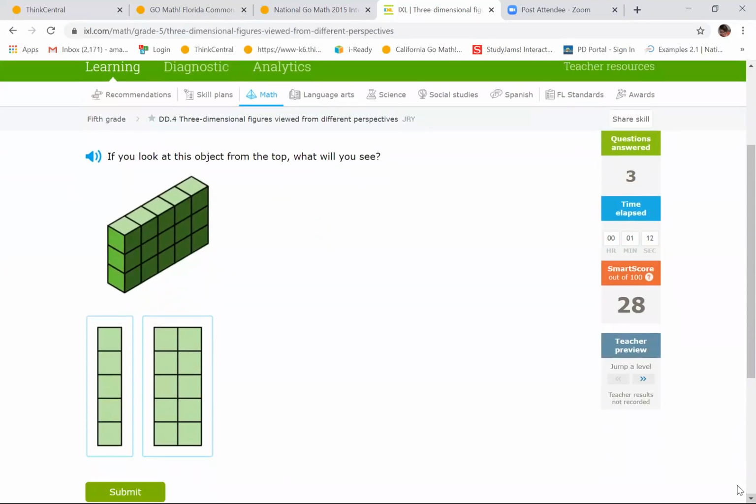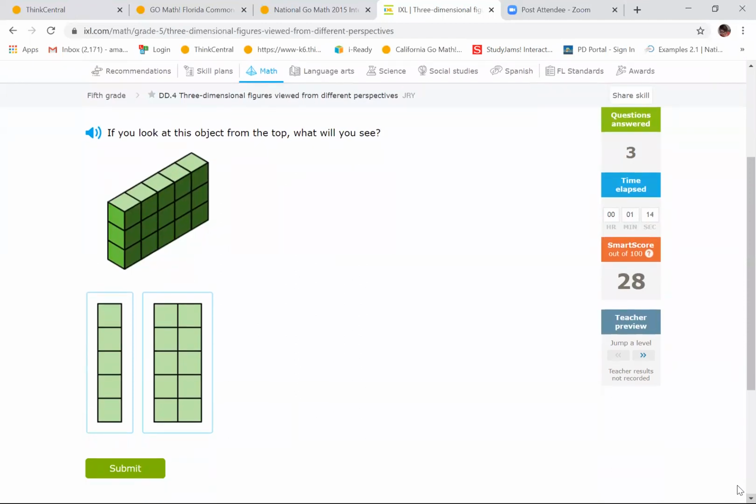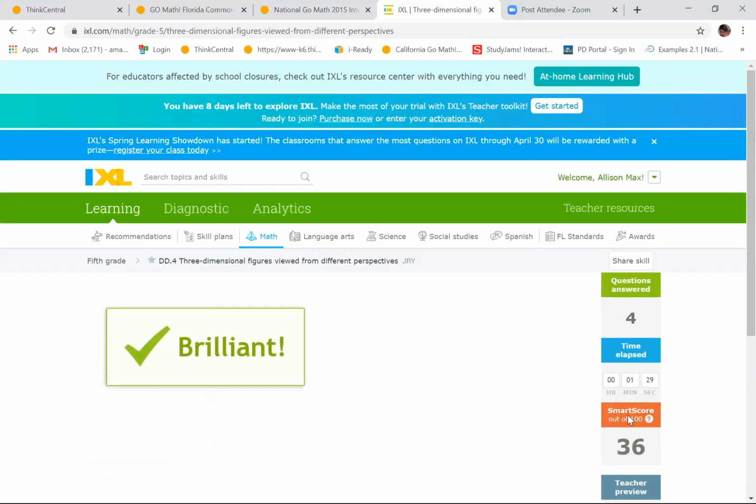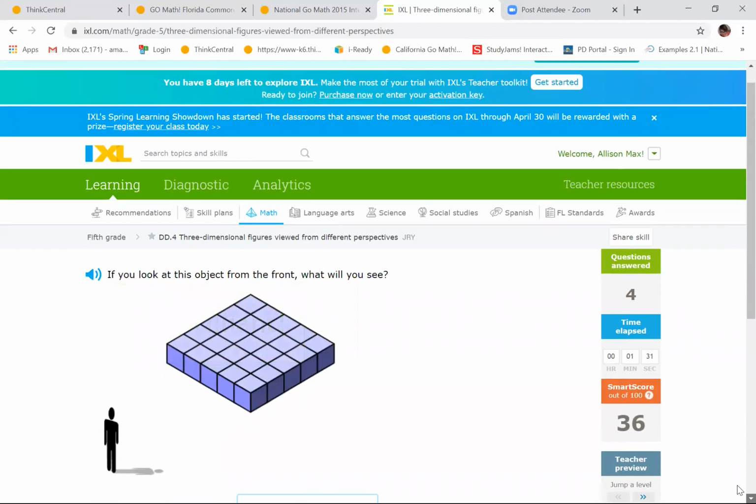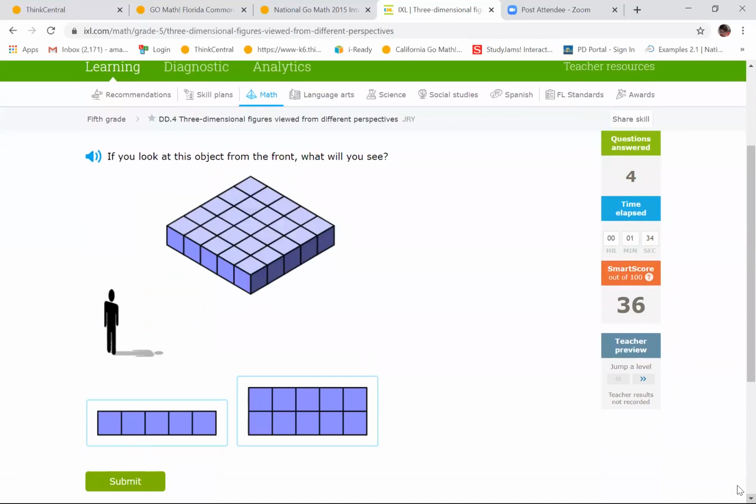Okay, oh, look at this one. When we look at it from the top, this is the top, it's going to look like that. How many faces do you see on the top? 1, 2, 3, 4. I see 5 faces. Okay, when you're looking at it from the front, well, I'm guessing this has to be the front. That would be the top, right?